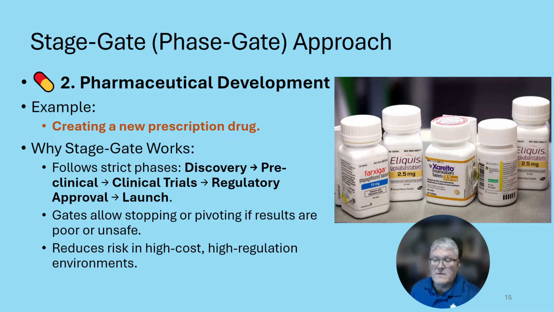Pharmaceutical development is another example of stage gate or phase gate. For instance, creating a new prescription drug. It follows strict and distinctive phases. There's the discovery phase, preclinical, clinical trials, regulatory approval, and then the launch phase. The gates allow stopping or pivoting if results are poor or unsafe, and it reduces the risk in high cost and high regulation environments.